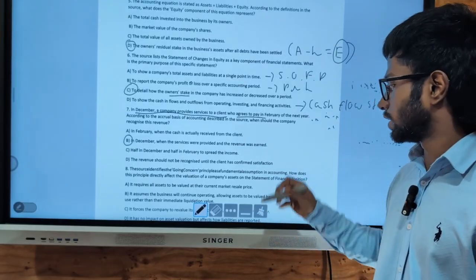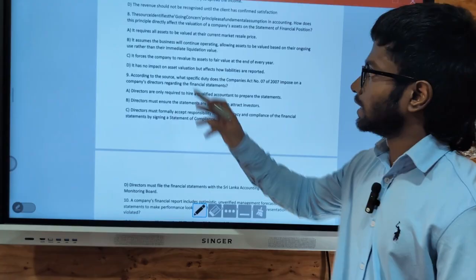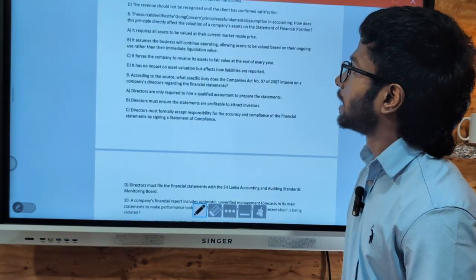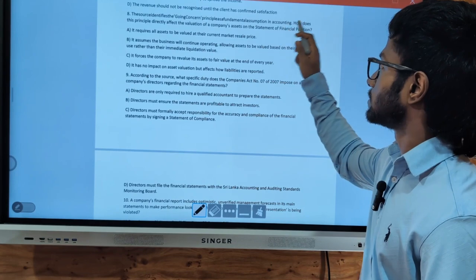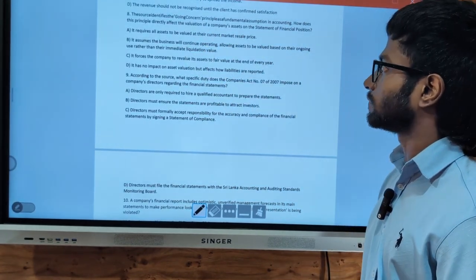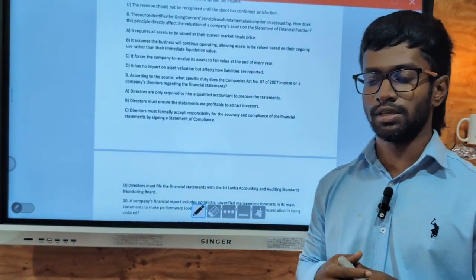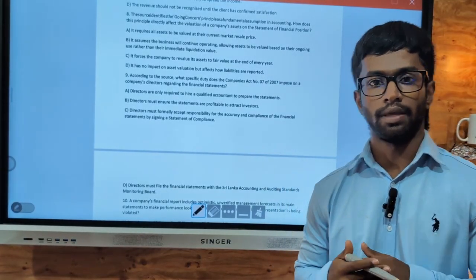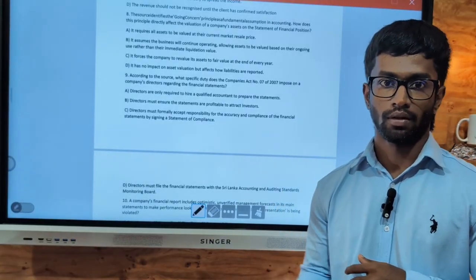Then we can move on to our next question. In the eighth one, the source identifies the going concern principle as a fundamental assumption in accounting. How does this principle directly affect the valuation of company assets in the statement of financial position? I hope you remember going concern is your main assumption. What that means is when you are running a business, you should run with the intention of continuing.